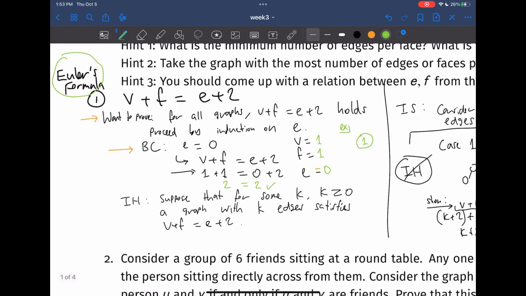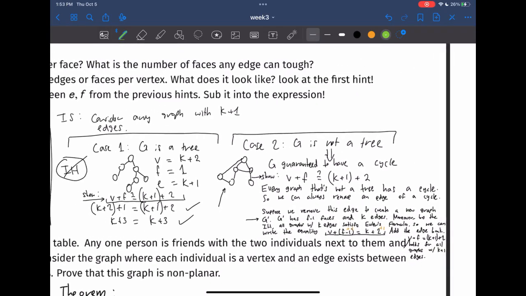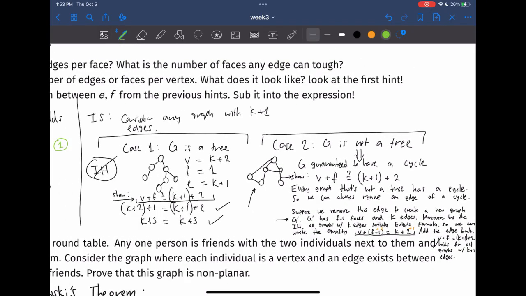For our inductive hypothesis, we're going to suppose that for some k greater than or equal to 0, any graph with k edges satisfies v plus f is equal to e plus 2. And this is important because we're going to use this information in the inductive step later. For the inductive step, we're going to consider any graph with k plus 1 edges, and then we're going to remove an edge to perhaps use the inductive hypothesis, and then we're going to add it back, and we're going to still show that that equation holds.